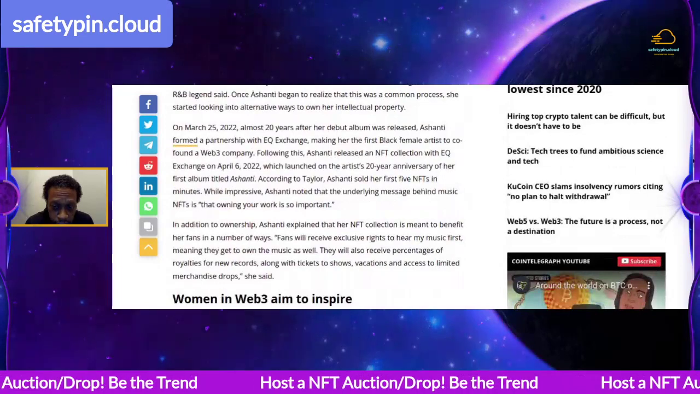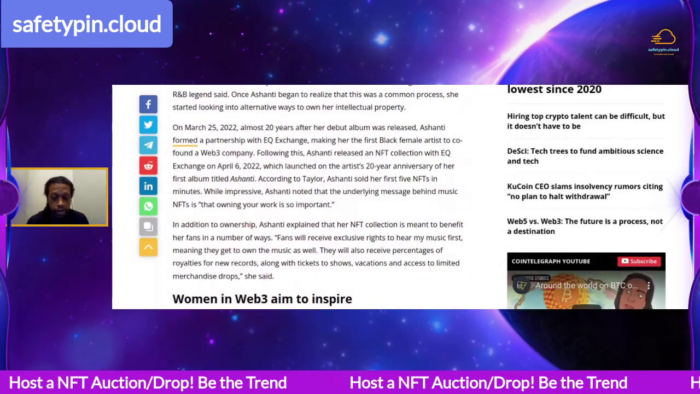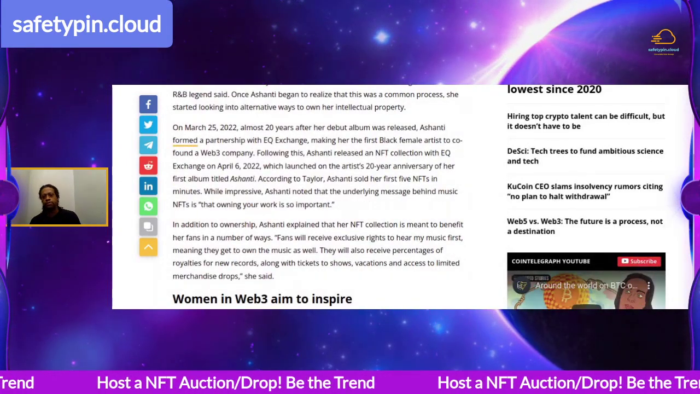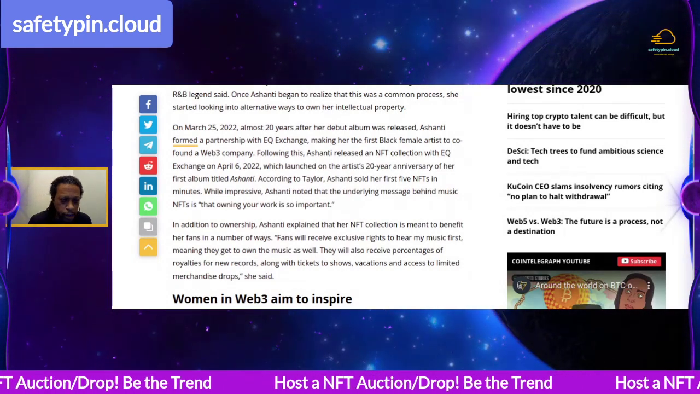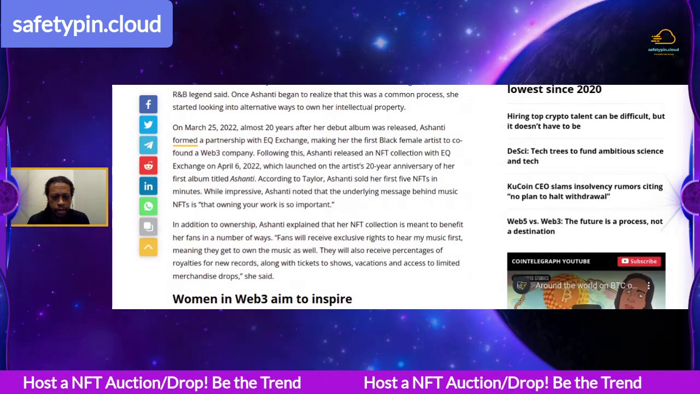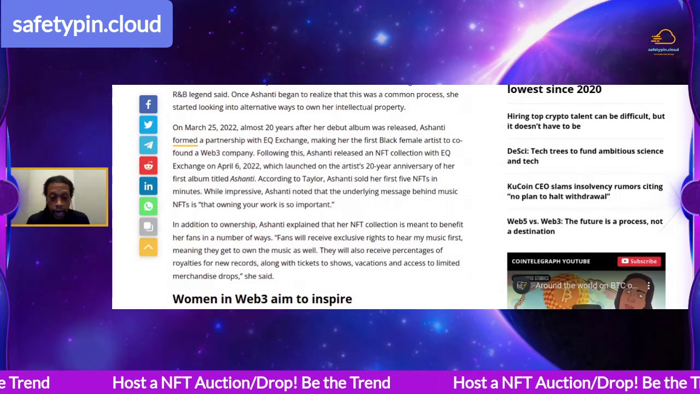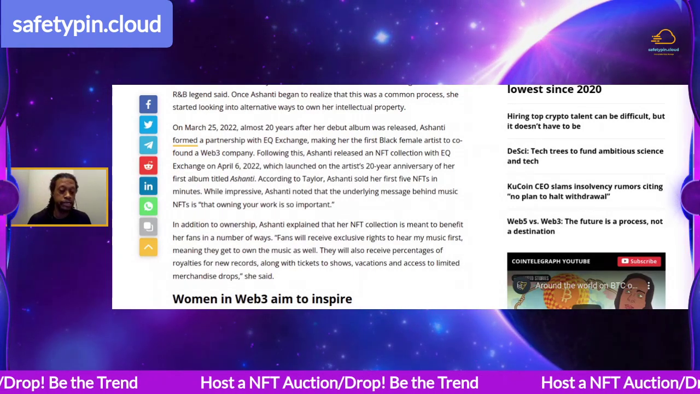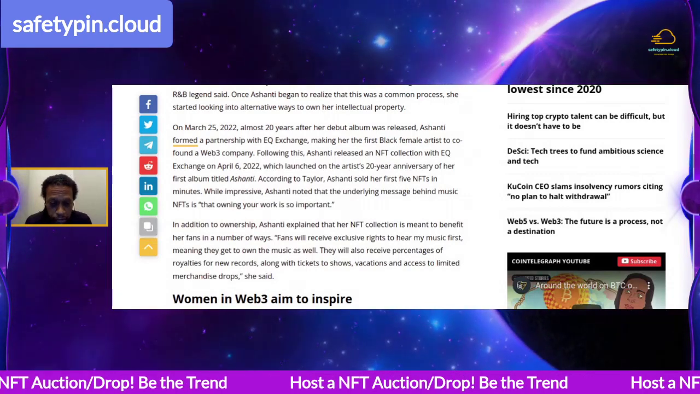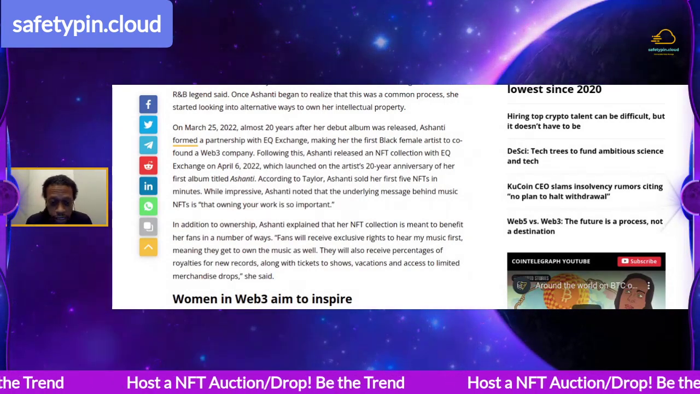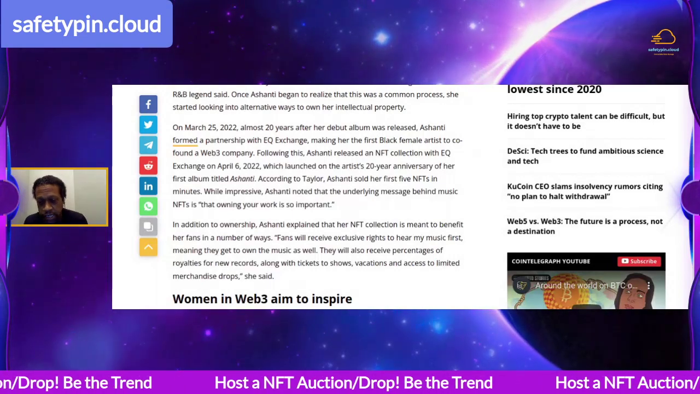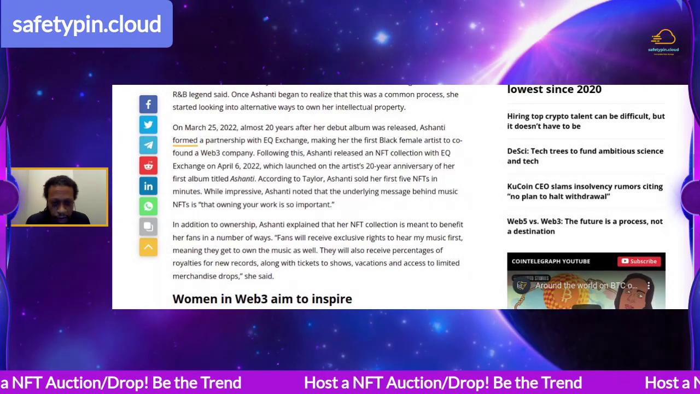Then she's also said she's going to be building in where people are afforded trips and things of that nature, depending on how much they participate in the NFT market with her, and how big a fan you are and how much of her merchandise you are purchasing. There will be perks built into that. So she said royalties for new records, along with tickets for shows, vacations, and access to limited merchandise drops.